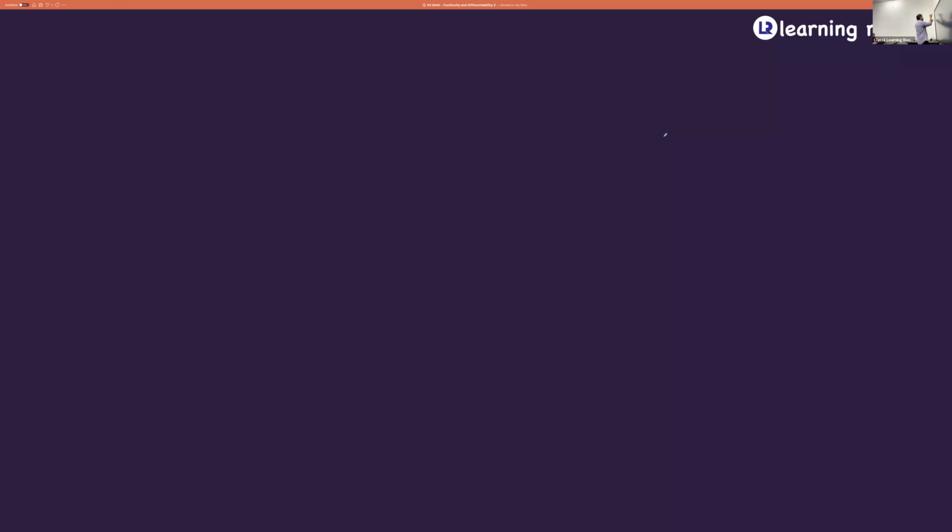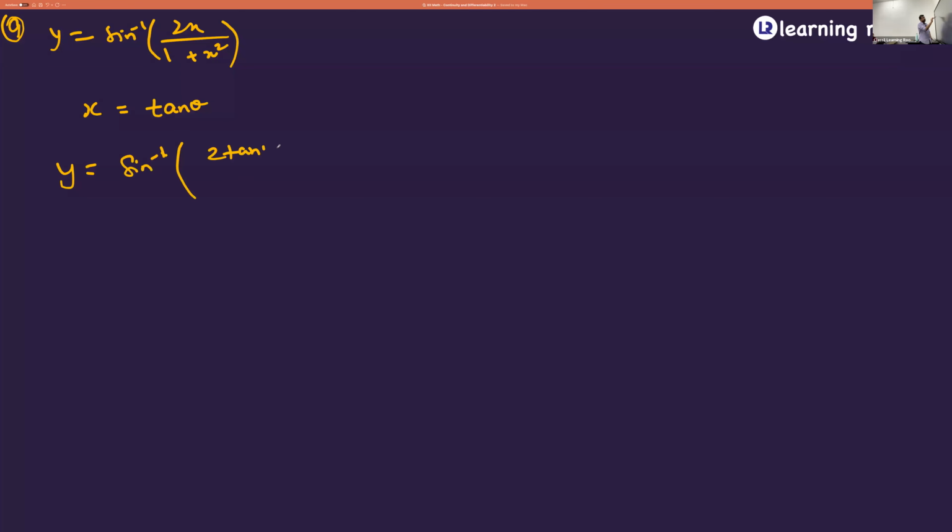Sin inverse of 2x divided by 1 plus x square. See, if you start solving it in the normal procedure, it will take time. So you can go with the substitution method. What we can do is put x is equal to, wherever you have this 1 plus x square, put tan theta or cot theta. Mostly put tan theta because the derivative of tan is positive. So y is equal to sin inverse of 2 tan theta divided by 1 plus tan square theta.